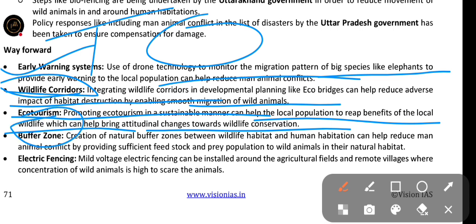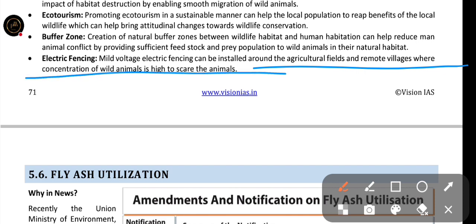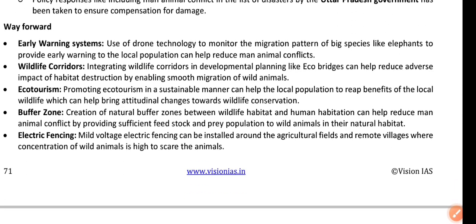And buffer zone: creation of natural buffer zones between wildlife habitat and human habitation can help reduce man-animal conflict by providing sufficient feedstock and prey population to wild animals in their natural habitat. And electric fencing: mild voltage electric fencing can be installed around the agricultural fields and remote villages where concentration of wild animals is high to scare the animals. Okay, so this is about the human wildlife conflict.